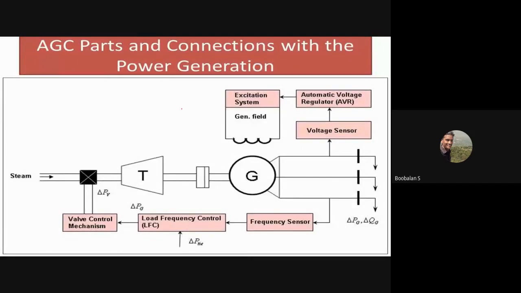For this purpose, to design or make a simulation model, we need four basic blocks. We need a steam turbine and a steam governor, governor plus turbine, plus the generator. And finally, we have a step-up transformer.